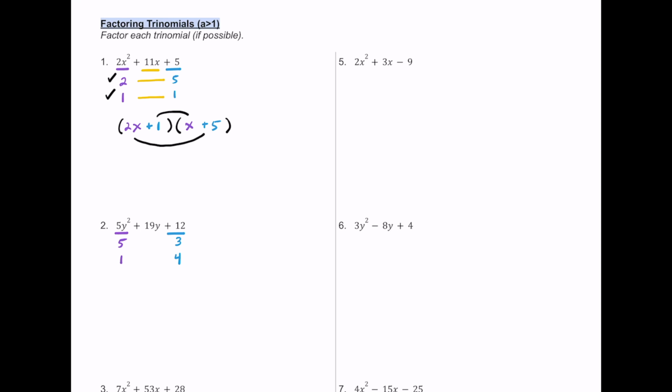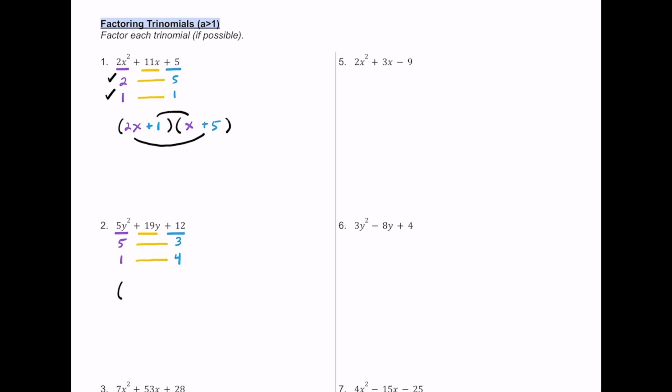If we try going diagonal, this would be 20y and 3y. That doesn't equal 19y. However, if you go across here, that would be 15y and 4y. 15y plus 4y is 19y. So to get this 19y here, we will have to multiply these two as our outers and these two as our inners, or vice versa, okay?